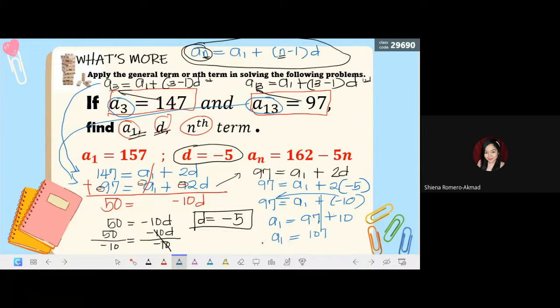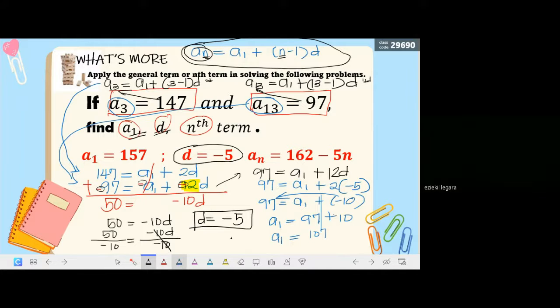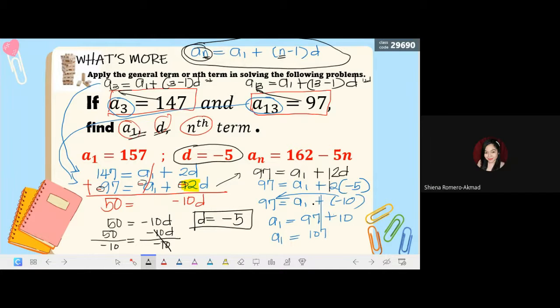Wait lang. Titingnan ko lang yung ano ha. Kaya pala sabi ko, ba't mali yung sagot natin? Diba 12 dito? 2D lang nilagay ko. Ito mga anak. Laman lang nag-correct sa akin. 12D tayo. That's 12. Dapat 12. Ay, diba? 12 times negative 5. What is 12 times negative 5?